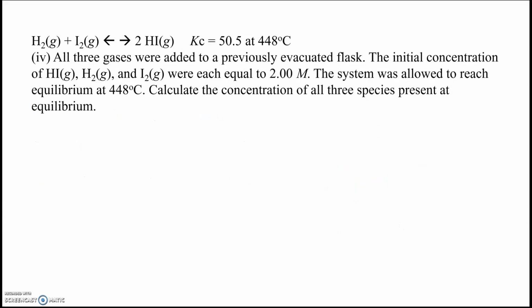Part 4. All 3 gases added to a previously evacuated flask. The initial concentration of each one of them is now equal to 2, and we need to compute what the concentration is of all 3 species at equilibrium. Well, we know how this is going to go.